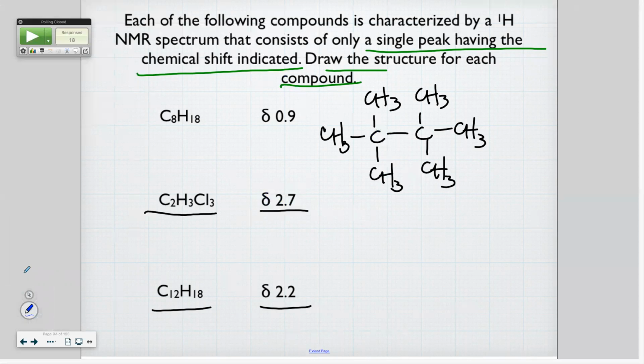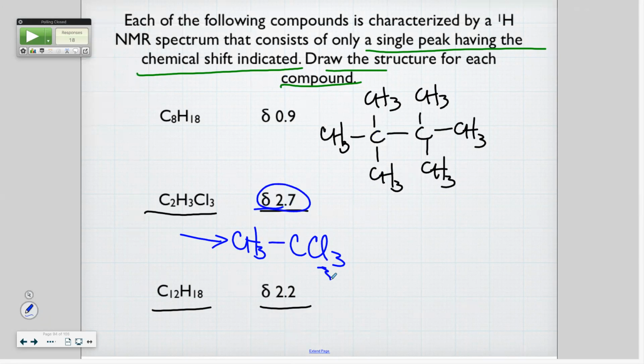What should we do? Okay, and then? Then it's the chlorine off of that. Okay, so all of these are the same kind. Why is the shift 2.7? Because there's 3 chlorines over there. Okay, good. Maybe we should have done that one first.